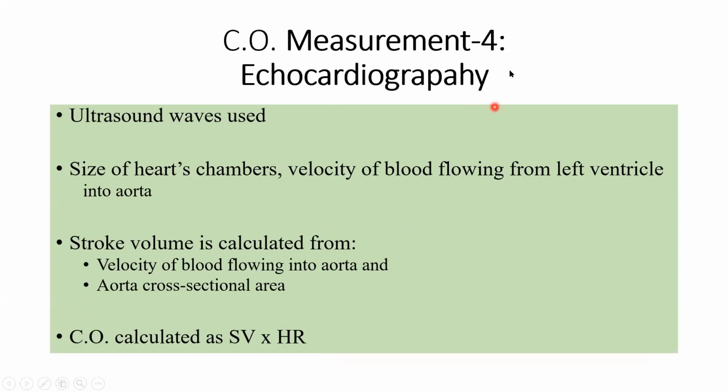Then the last one here is we use echocardiography, or briefly, you must have heard, echo. So this is a technique to study the heart in myocardial infarctions and other issues. Ultrasound waves are used to study the heart, and two main things are picked up: the internal size of the chambers, and the velocity of blood flowing through the heart, especially from the left ventricle to the aorta. Stroke volume is calculated using the velocity of the blood which goes into the aorta, and the cross-sectional area of the aorta. Both of these are used to arrive at a mathematical value of stroke volume.